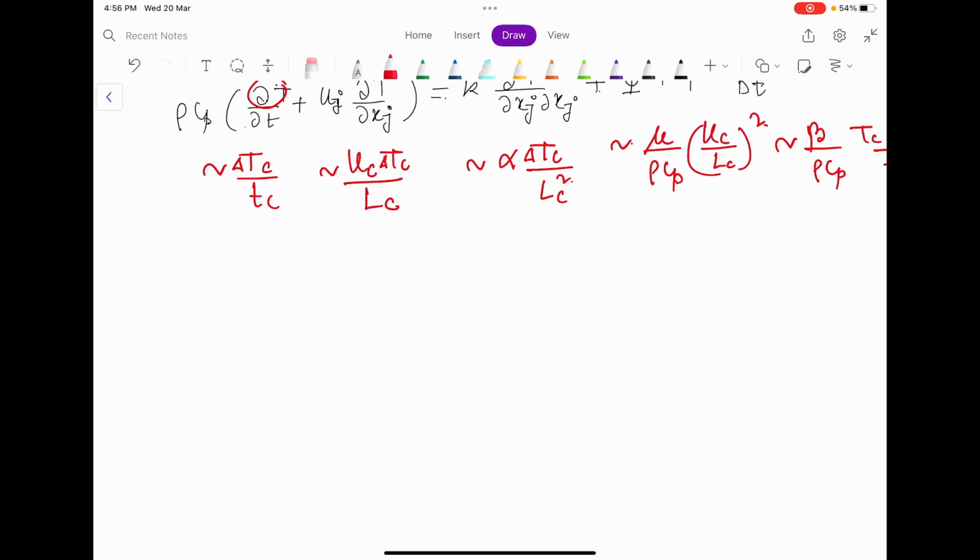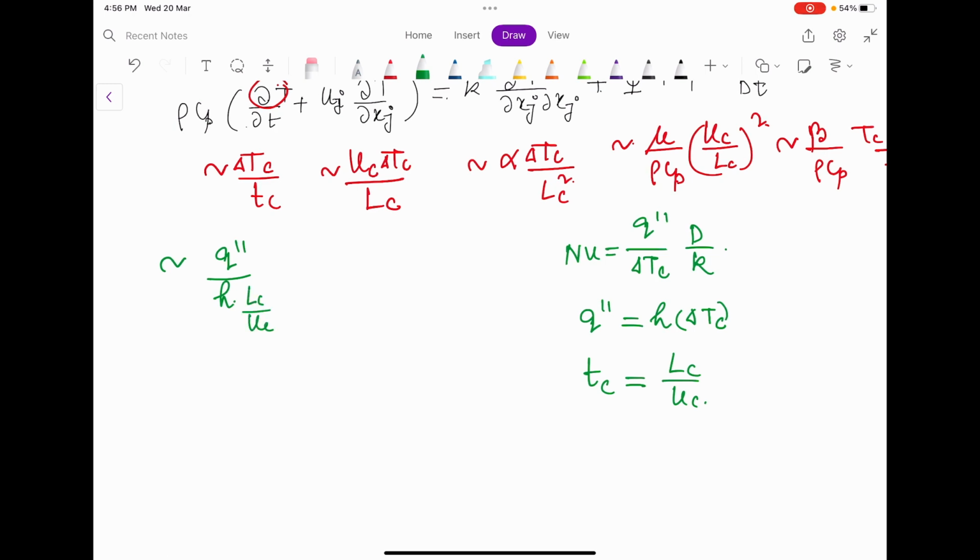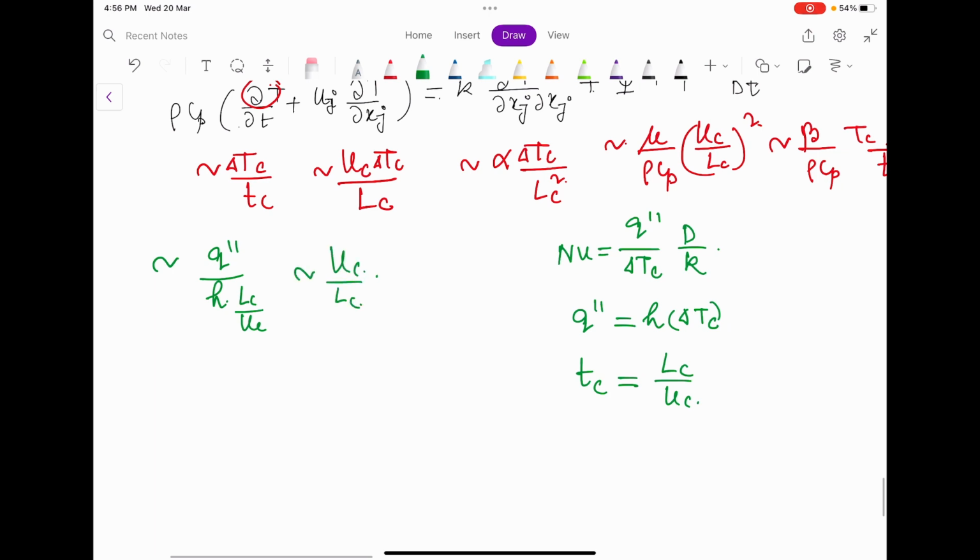But now if we do the analysis, I have defined the Nusselt number as q double prime by delta Tc into d by k. Also I say that q double prime is h into delta Tc, right? So I can write this delta Tc as q double prime by h. And tc, now I define tc as my convective time scale, and I can define it by Lc by Uc, right? So this is Lc by Uc, and this is Uc by Lc into del T is q double prime by h.